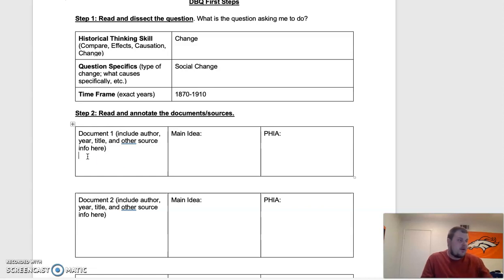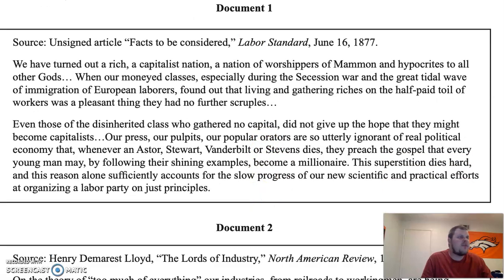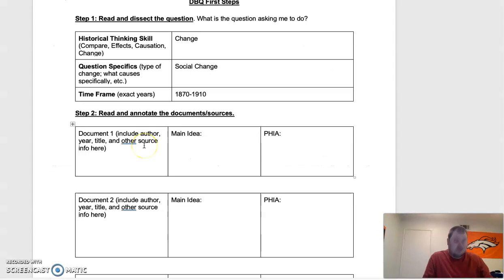So first thing here is we're going to just source the document. Our first document, we don't know the author specifically, but we do know it's from a magazine called the Labor Standard, which is a working magazine. Anytime you see something labor involved in there, that's going to tell us that. And it's from June of 1877. So let's jot that down here. Labor Standard, and then 1877. We probably don't need the exact date.